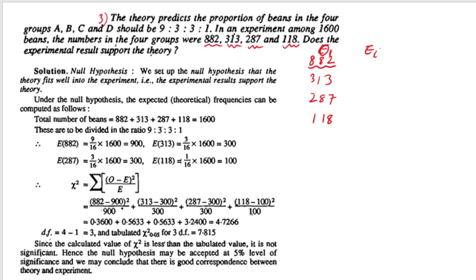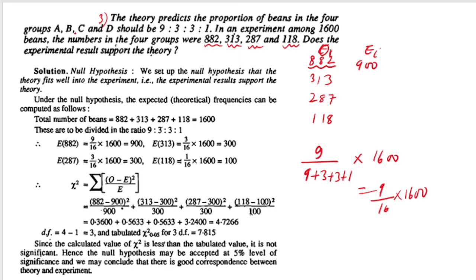EI corresponding to 882: the total is 1600, and out of this it should be 9 by 9 plus 3 plus 3 plus 1, into 1600. Corresponding to 882, this is how it is written. So it should be 9 by how much is this? 9 by 16 into 1600. So it should be 900.